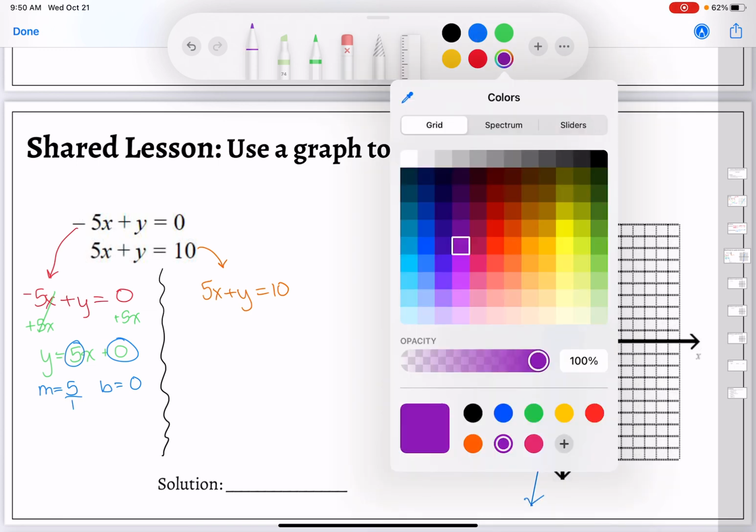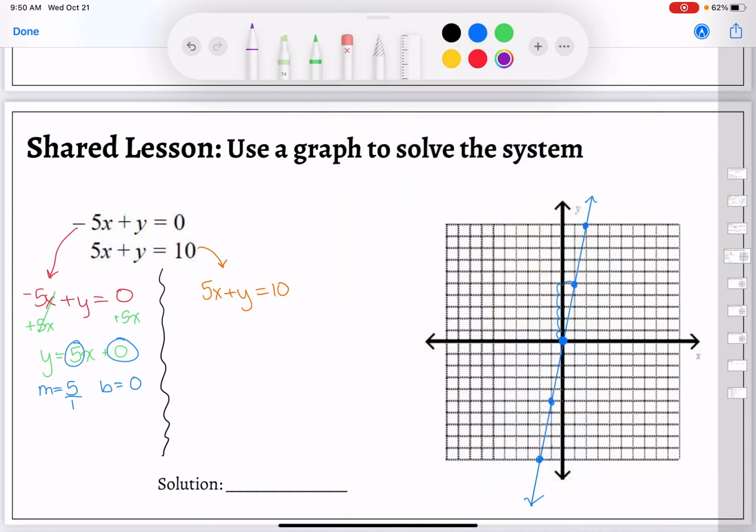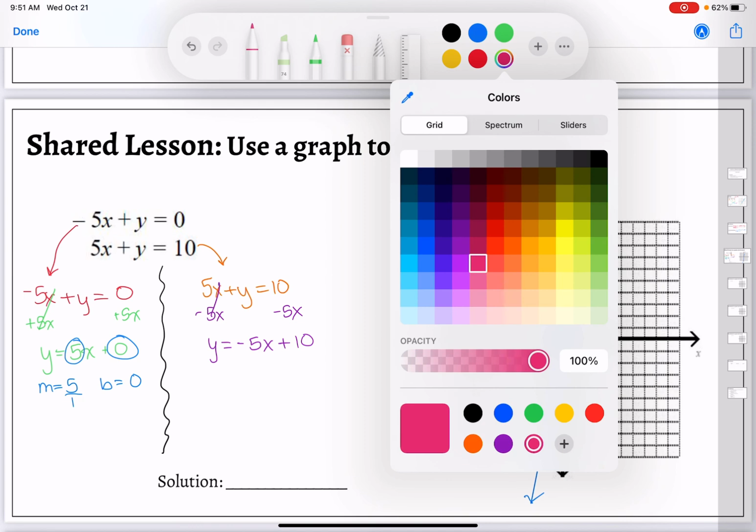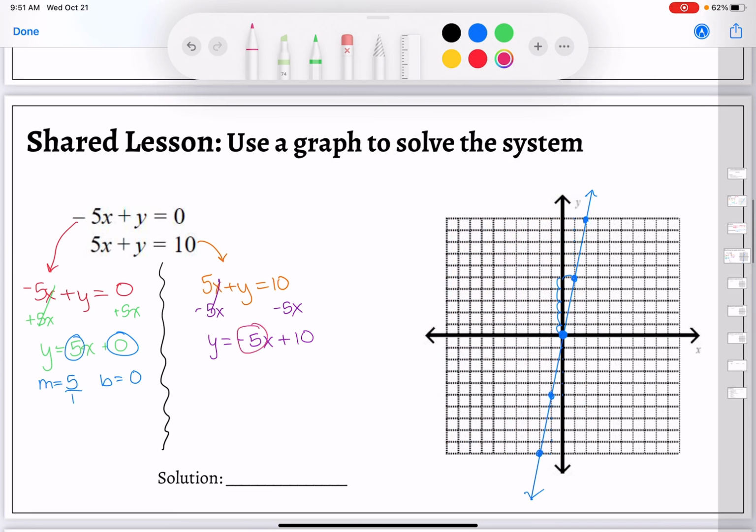Now I'm going to take a look at the second equation. This needs to get into slope intercept form as well. So I'm going to subtract 5x from both sides on this one. I'll get y equals negative 5x plus 10. The 5x was negative, the 10 was positive. All right, so now in this equation, I'll see that my slope is negative 5 and my y-intercept is positive 10.